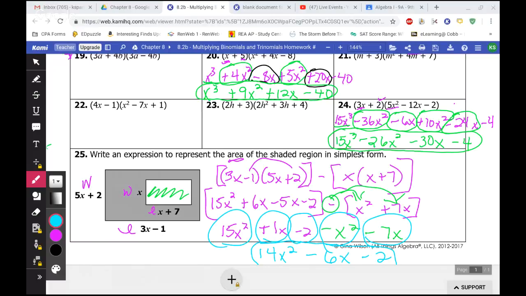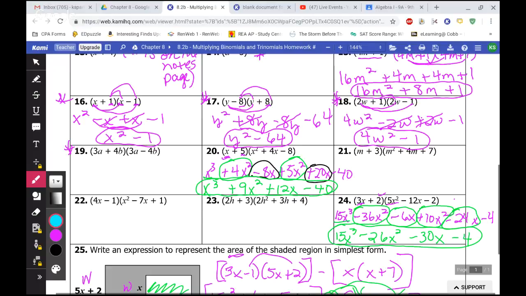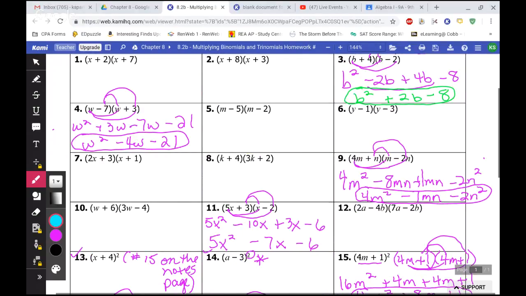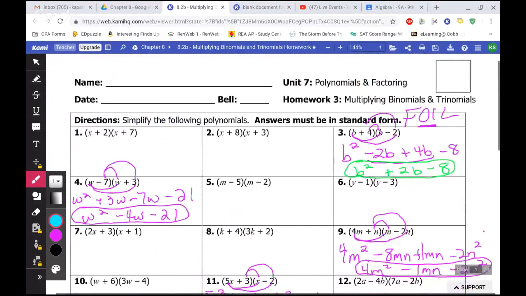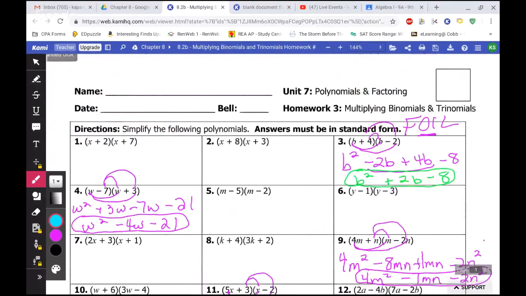I don't know when you joined, but I will post it so that you can go back and watch anything that you missed. I tried to do at least one from every column. Did you have specific questions? I had a question on number 2 and number 9. 2 and 9. All right.